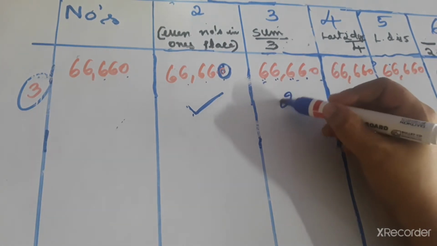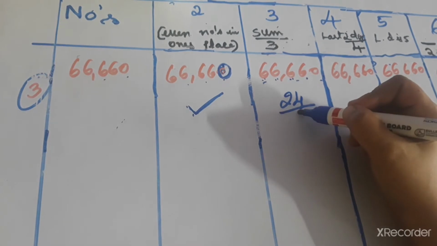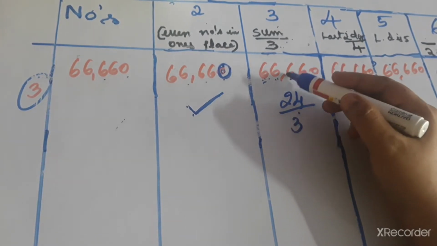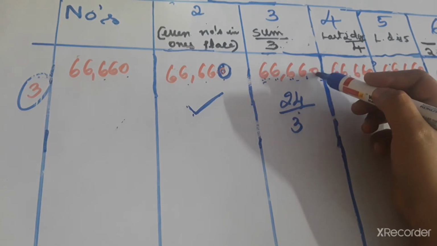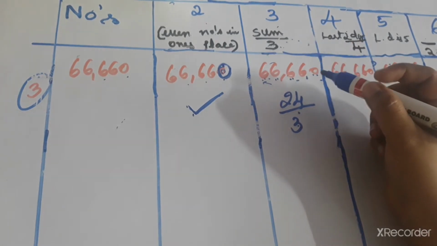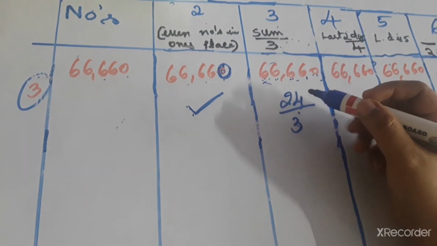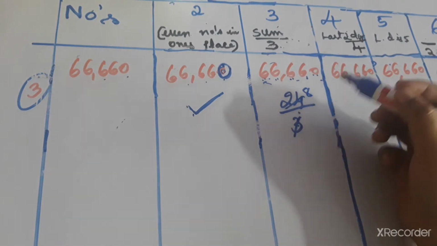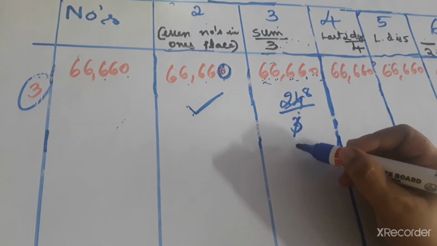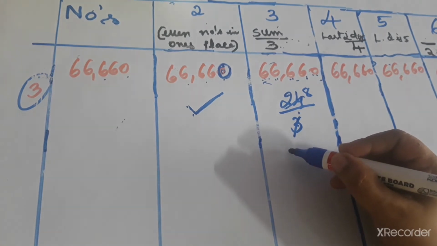Now 24 divided by 3. Sum divided by 3, okay. We add 6 plus 6 plus 6 plus 6 plus 0, take the total and divide it by 3. There is a rule. 3 how much are 24? 3 8s are 24. So we are getting 8, without a decimal point, directly 8.